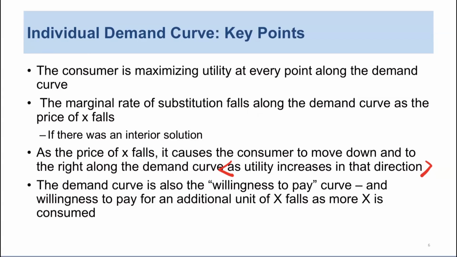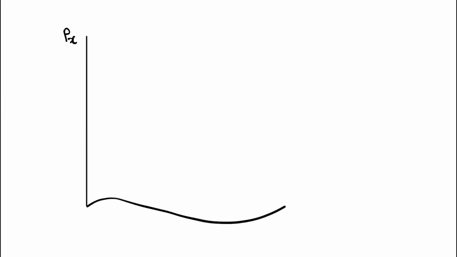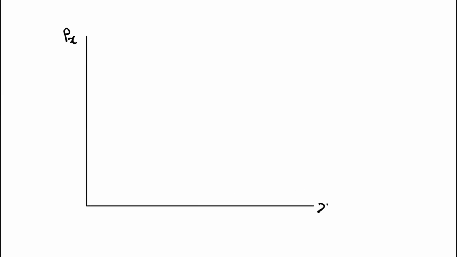Another way of looking at the demand curve is as the collection of willingness to pay. So to give you another interpretation of this demand curve, let me use the whiteboard. So this is the price of good X, and this is the quantity of good X. And this is the demand curve that we derived.